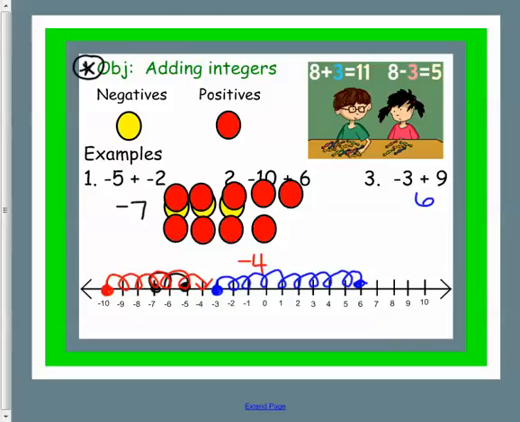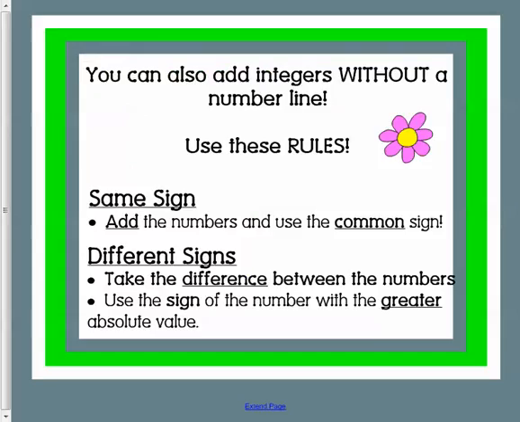Okay, the next part I want you to write in your notebook. You can add integers without a number line, and these are the rules. Please copy down these rules right now. Pause the video, copy them down, and then I'm going to explain it.